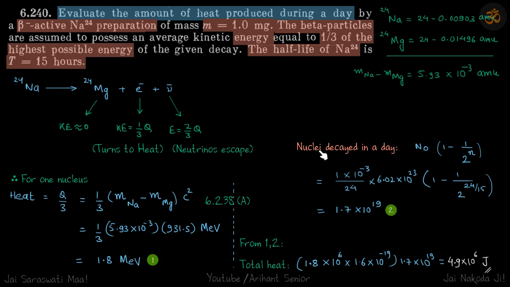Now, how many nuclei decay in the day, that we know is given by this formula, where n here is the total time by half-life. So the total time is 24 and the half-life is 15. And N0, the initial number of nuclei, is 1 milligram, so 1 into 10 to the power minus 3 by 24 into N_A. So these many nuclei are decayed. That comes to be this. So from 1 and 2, the total heat is this into this, which is our answer.